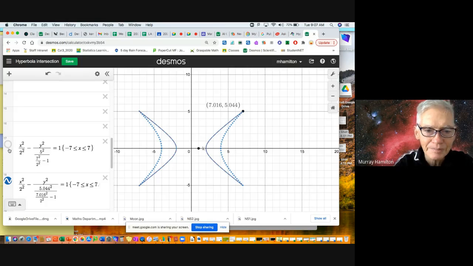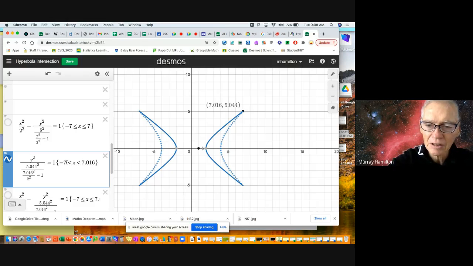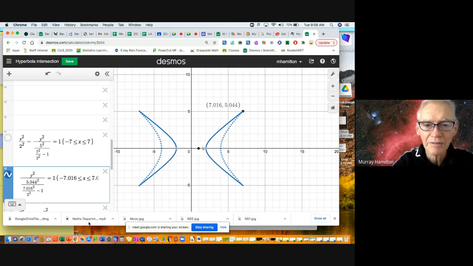And then I've changed the domain to, for this one here, I've changed the domain to 7.016, so it goes right there. And I guess I should change this to negative 7.016. So it makes it really easy if you don't simplify. So I'm going to go back to OneNote now, and we're going to do the other one.